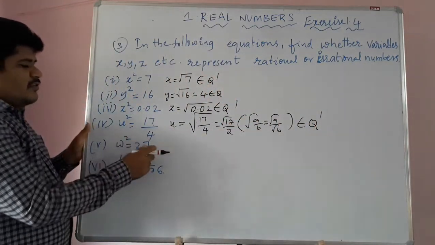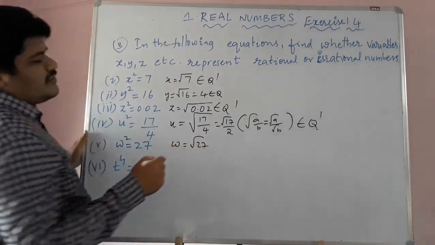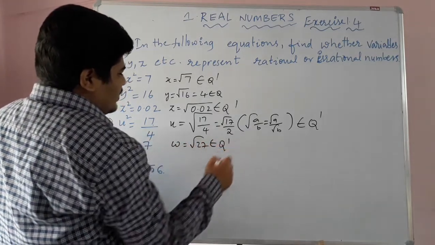Next, w square is equal to 27, then w is equal to what? Root 27. We can't express 27 as the square of another number. So under root of 27 is an irrational number.